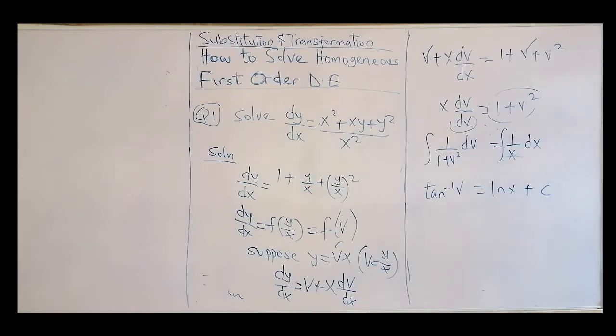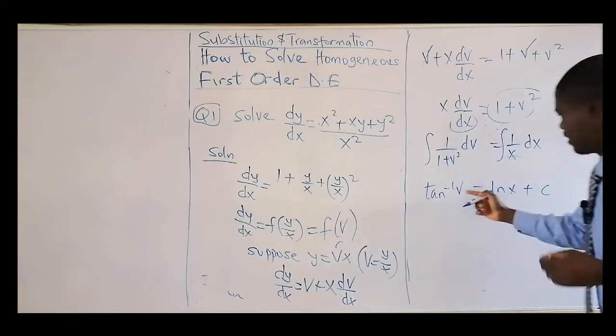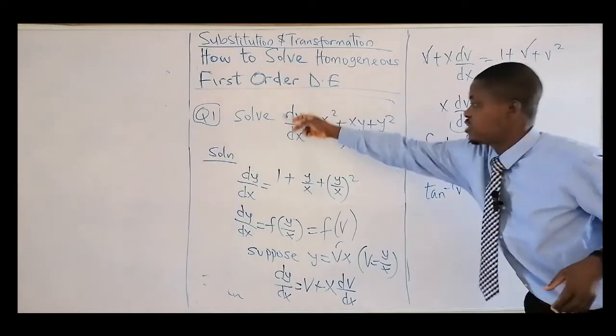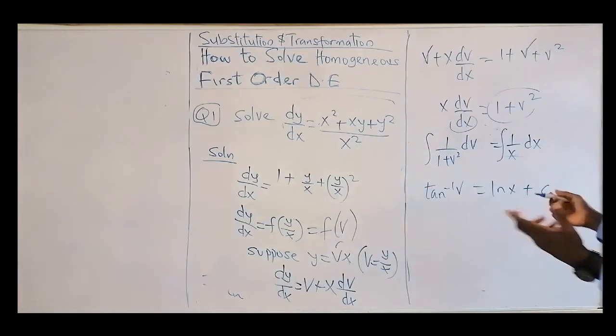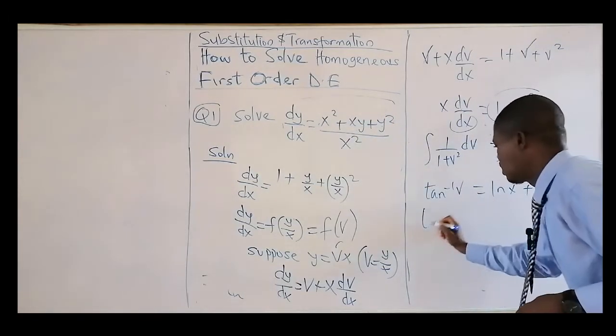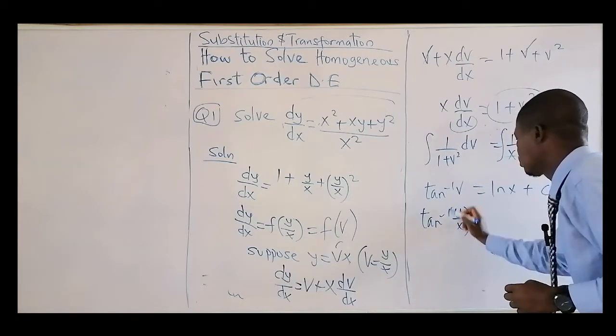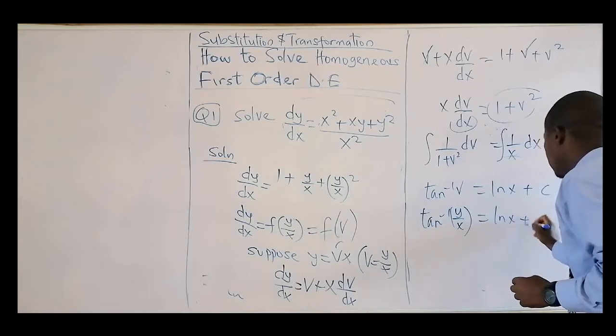What next is to replace this v back, because v was not part of the question. You see any v here? It wasn't part of the question. Return it back, which is arctan of your v, which is y over x, equal to ln x plus c.